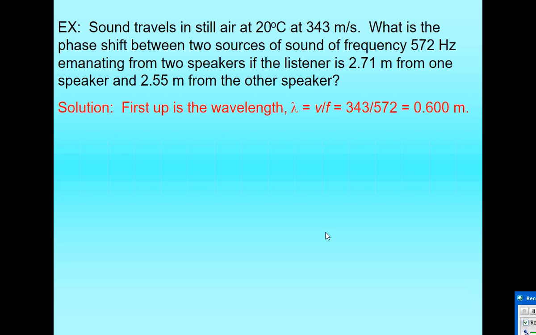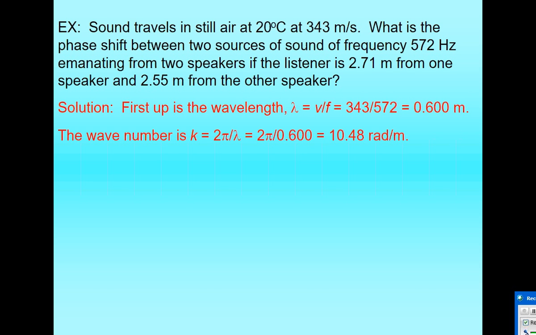We need to figure out the wave number k. The path length difference is simply the difference between 2.71 and 2.55. But in order to get the radians, the phase shift phi, I need the wave number k. So we'll start by finding the wavelength. The wavelength is equal to the speed of propagation divided by the frequency. So 343 meters per second divided by 572 hertz gives me 0.6 meters for the wavelength.